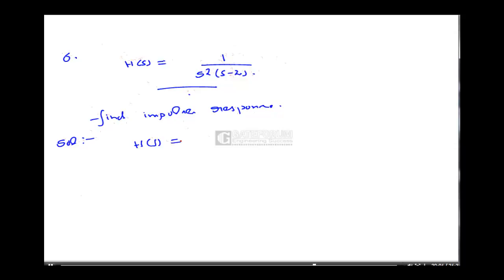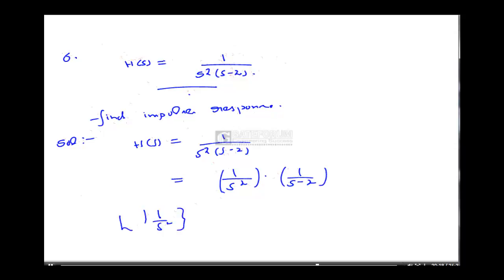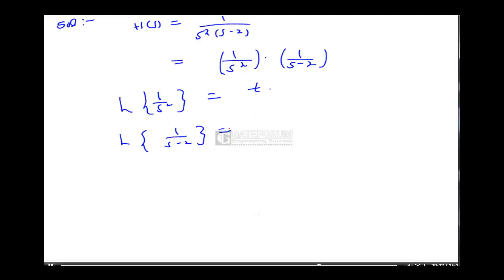H of s is written as something like 1 upon s square into s minus 2. I can write this as a product of two expressions, 1 upon s square and 1 upon s minus 2. So the inverse Laplace transform of 1 over s square is t. Okay. The inverse Laplace transform of 1 over s minus 2 is e to the power 2t.